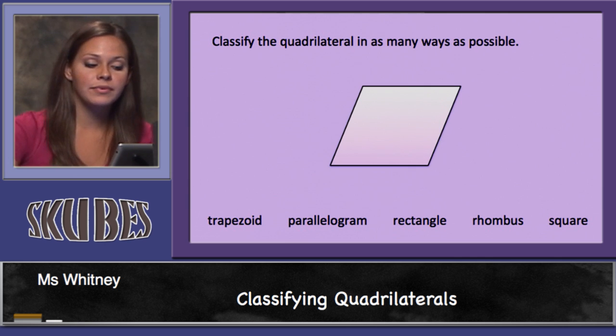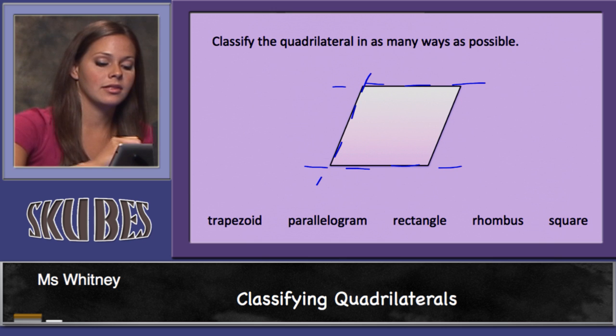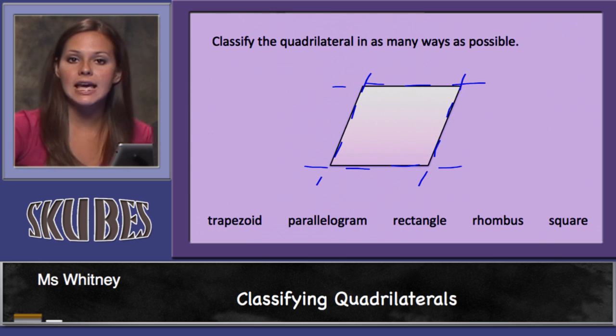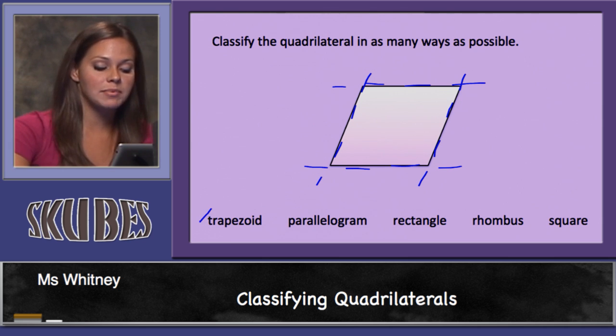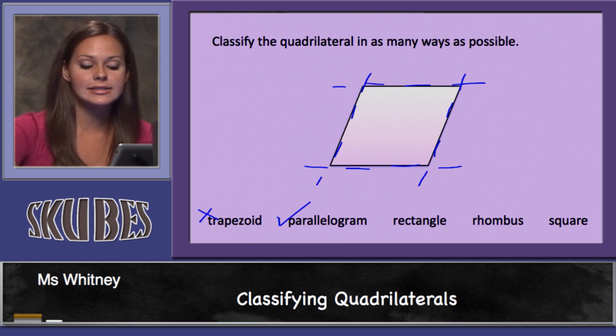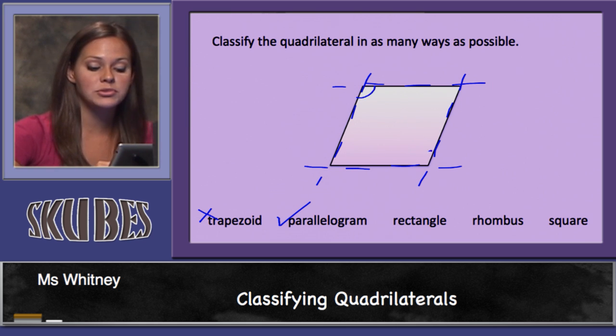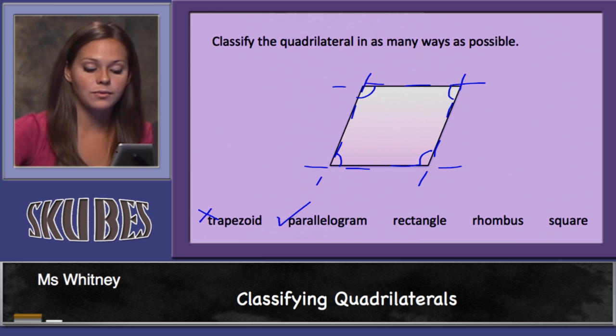Let's look at another example. First, I'm going to find my parallel sides. This shape has 2 sets of parallel sides. A trapezoid only has 1 set of parallel sides, so this shape is not a trapezoid. It is a parallelogram because it has 2 sets of parallel sides. A rectangle is a parallelogram that has 4 right angles. In this shape, I do not see any right angles. I see 2 obtuse angles that are greater than 90 degrees, and I see 2 acute angles that are less than 90 degrees. So this shape is not a rectangle.